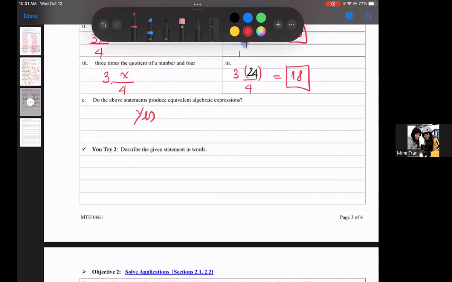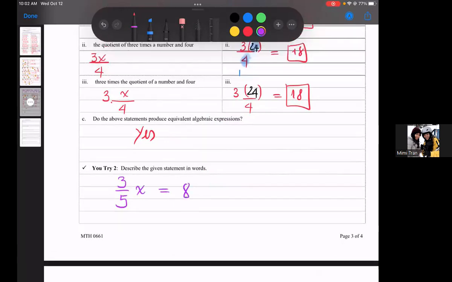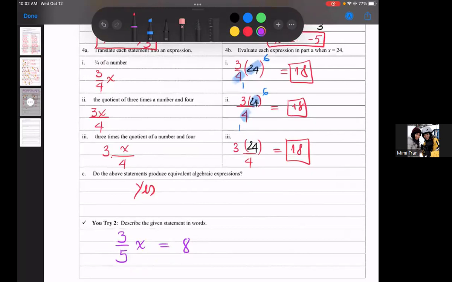Describe the given statement in words. Come on. All right, I want you to describe it correctly, okay? 3/5 and x equals 8. Describe it correctly like we did in the previous section.